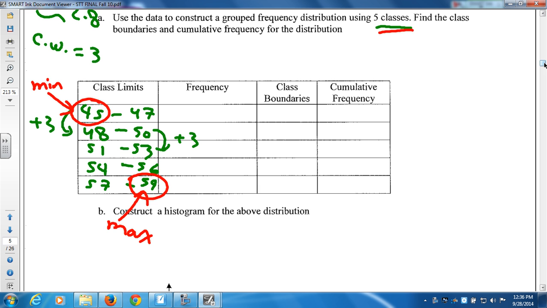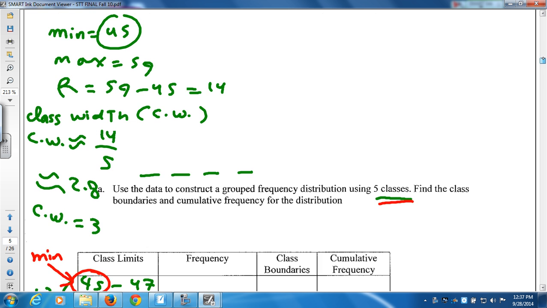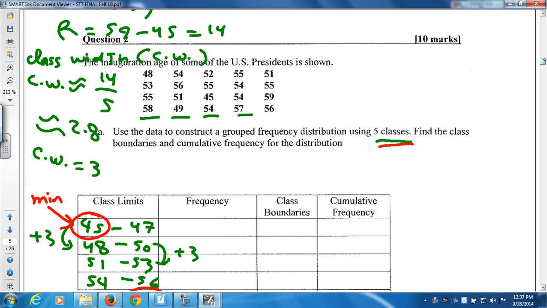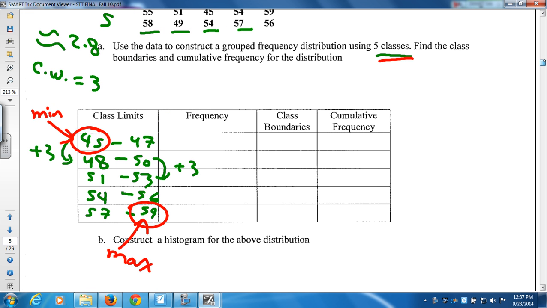Now the frequency is the next step. Why 47? Because if the second class starts at 48, then for sure the first ended at 47. So any value 45 or 46 or 47 will be in the first class, but the values 48 and 49 and 50 will be in the second class. That's called the class limits, and that will help us in the tally, in the counting process. The next step is to actually start doing the counting process. So let's do the counting.